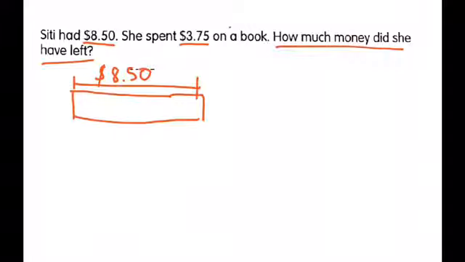How much did she spend? She spent $3.75. So that would mean that we are going to take a certain part in our bar. So what kind of word problem are we working on? We are working on a part whole word problem.